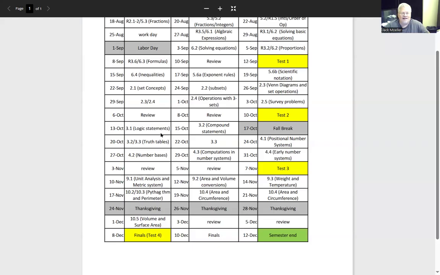Not that I've programmed AI, but I know in general how this sort of stuff works because I'm a sci-fi person. I have been all my life, so now it's become real. But that is unit 3. It's logic and truth tables and number systems.